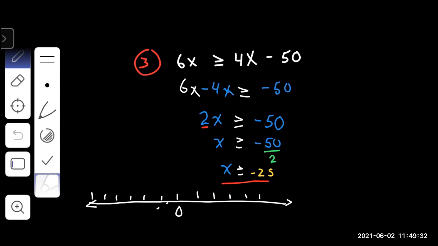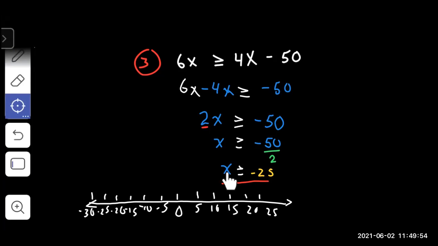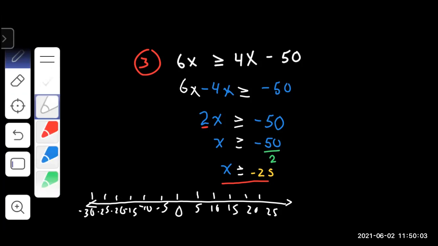Okay, 5 by 5: negative 5, negative 10, negative 15, negative 20. I don't have enough space here, guys. Negative 25, negative 30, and then 5, 10, 15, 20, 25. You can do it 5 by 5, 10 by 10. Okay, let's identify where this point is. Negative 5, negative 10, negative 15, negative 20, negative 25. I'm going to make a circle right here.